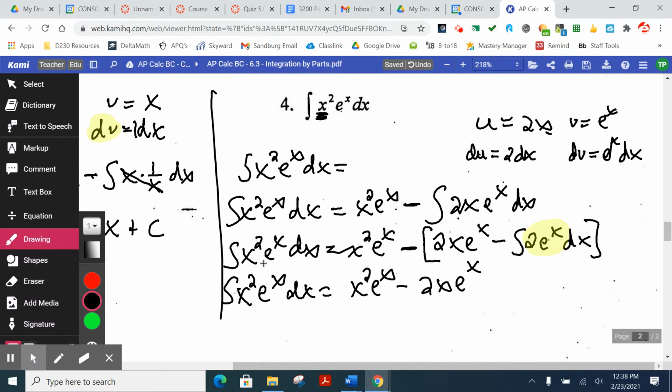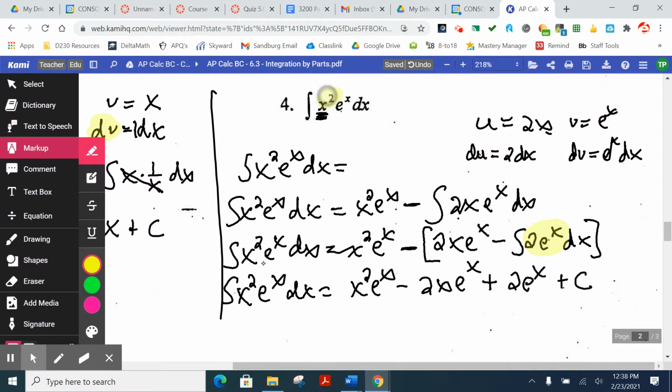But then we have this negative getting distributed to this negative, so we would have plus, and then drop your 2 down. The antiderivative of e to the x is itself. Add your constant, and then that's our final answer. It is not a coincidence, so kind of keep this in mind.